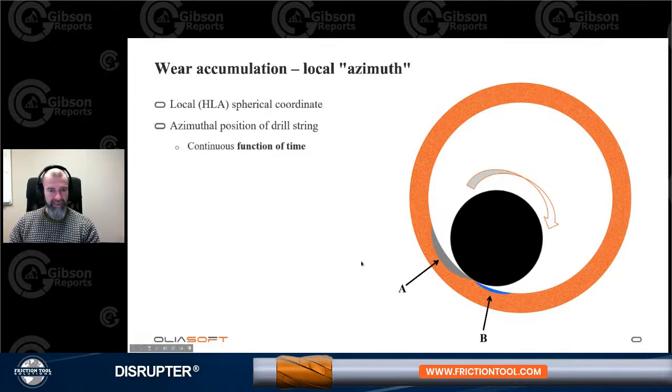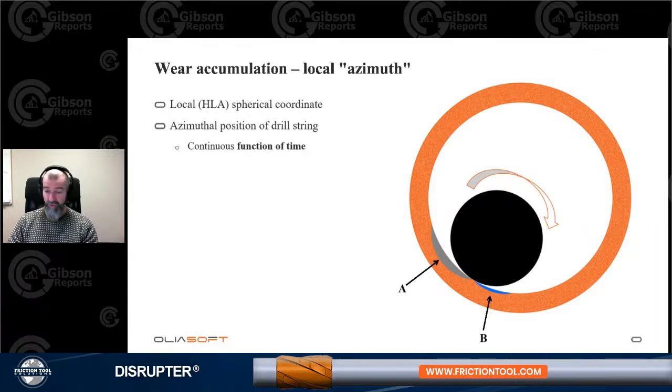And what we need to figure out is, to get these grooves located here, where in the HLA coordinate system these grooves are located. And if we have a model that supports calculating the local position of the drill string, we can start figuring out where the new grooves actually end up.